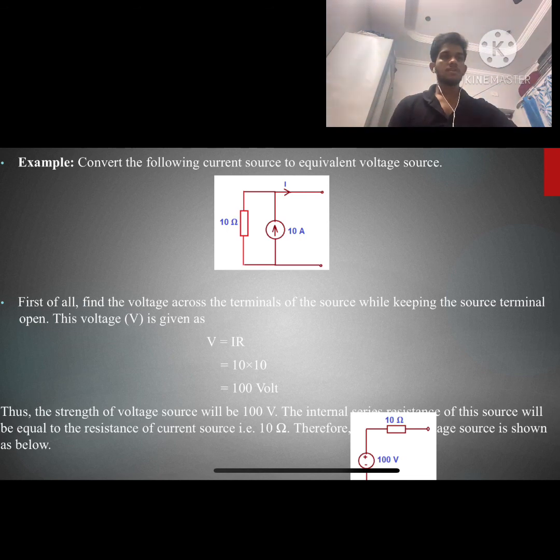This voltage V is given as V equal to I R. Thus, the strength of the voltage source will be 100 volts. The internal series resistance of the source will be equal to the resistance of the current source, that is 10 ohms. Therefore, the equivalent voltage source is shown as below.